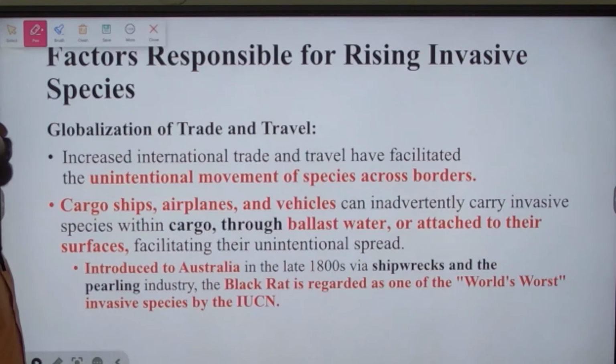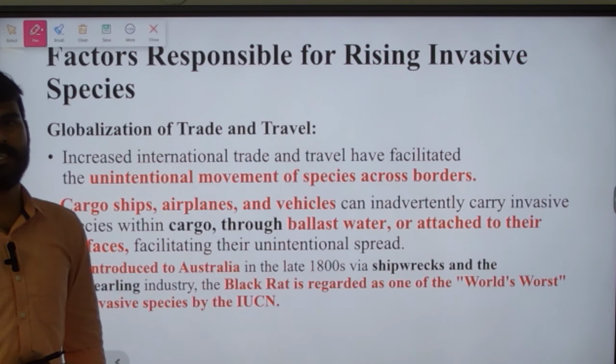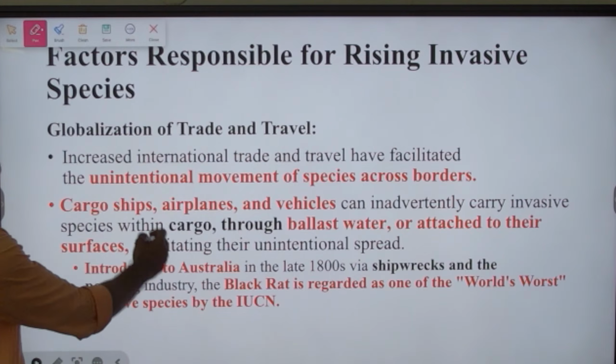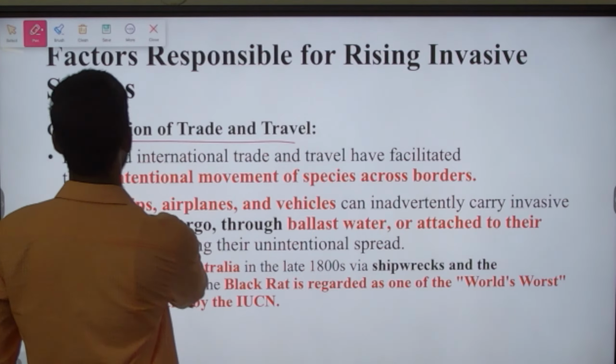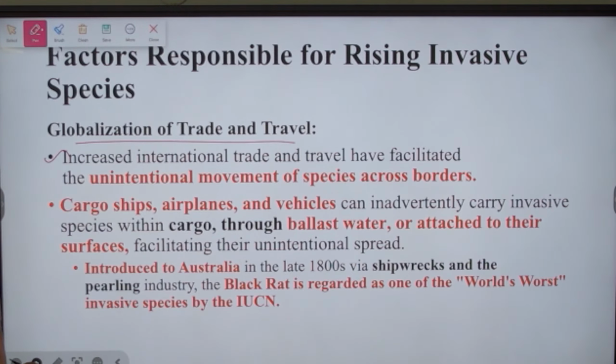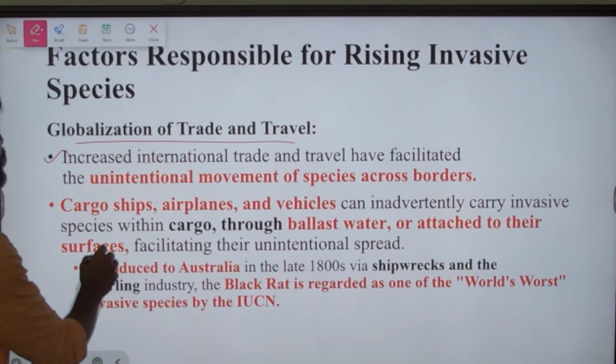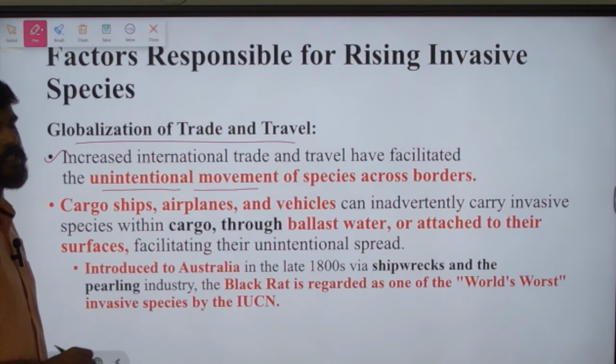So what are the factors responsible for the rising invasive species? First thing is globalization of trade and travel. Increased international trade and travel have facilitated the unintentional movement of species across borders.